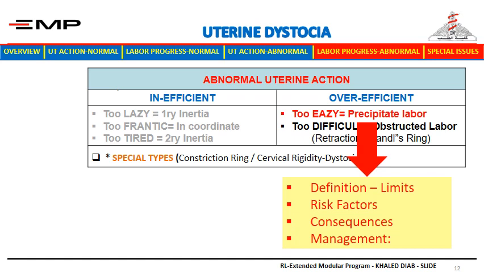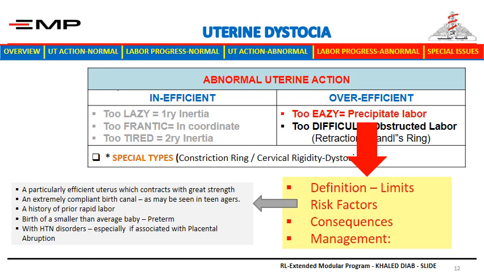Precipitate labor, also known as rapid labor, is defined as expulsion of the fetus within less than 5 hours of the commencement of regular contractions and is typically less than 3 hours. There are several factors that can impact a rapid delivery, and they are shown in the following table.